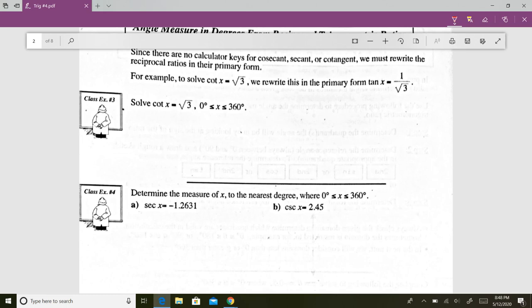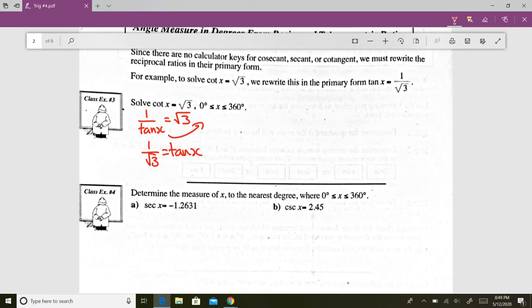Now, what if you have cotan? Well, the process is the same. So remember, what is cotan? Cotan is 1 over tan. So this means 1 over tan is equal to root 3. Well, I don't want my trig function in the denominator, so I'm going to multiply it up there and divide off the root 3. So I get 1 over root 3 is equal to tan of x. You want it to be a primary trig function.